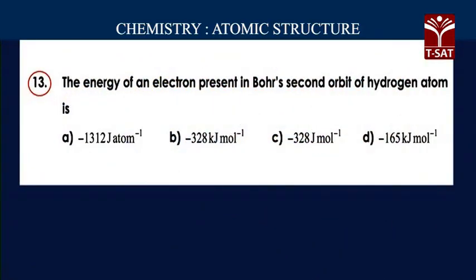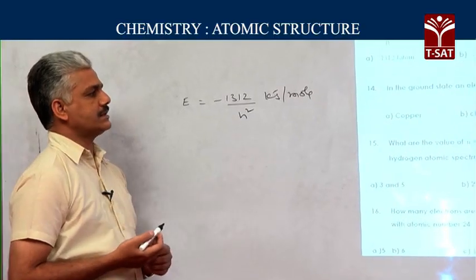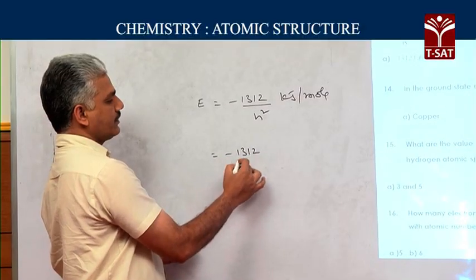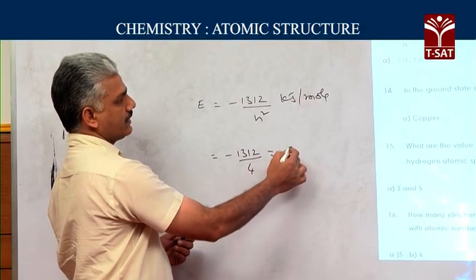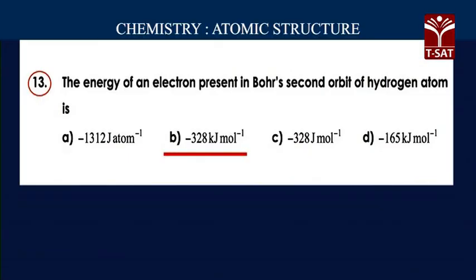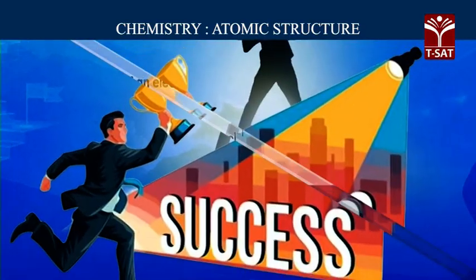The energy of an electron present in Bohr's second orbit of hydrogen atom is. The options are given in terms of kilojoules per mole. The relation is E is equal to minus 1312 by n square kilojoules per mole. So, as it is second orbit, in place of n we have to take 2. So, minus 1312 by 2 square is 4, that value comes out to minus 328 kilojoules. So, second option B can be taken as a correct answer for this question.